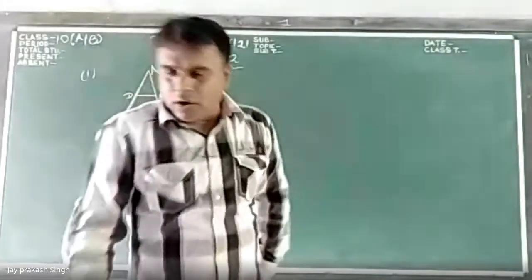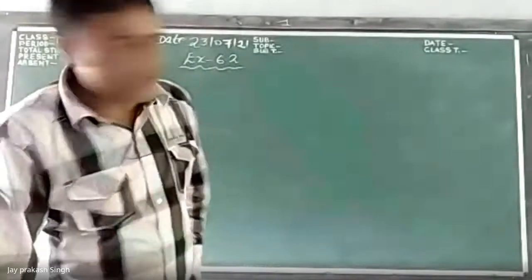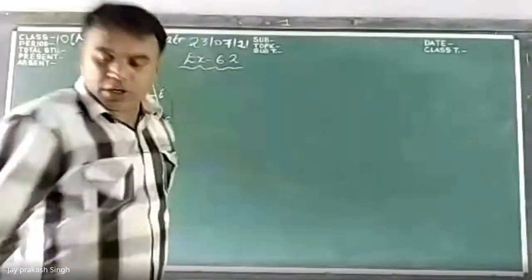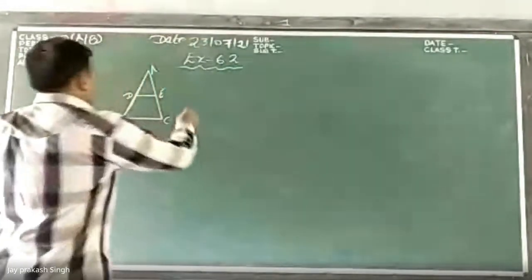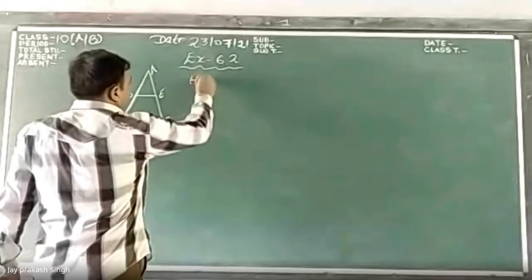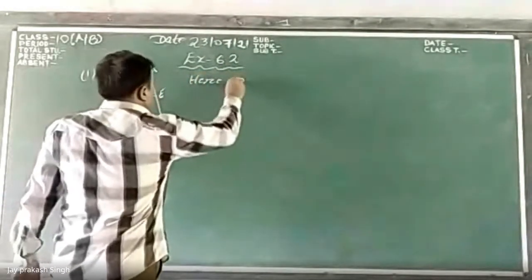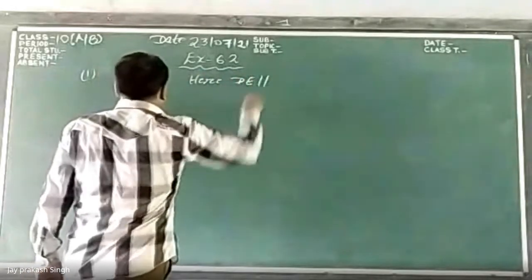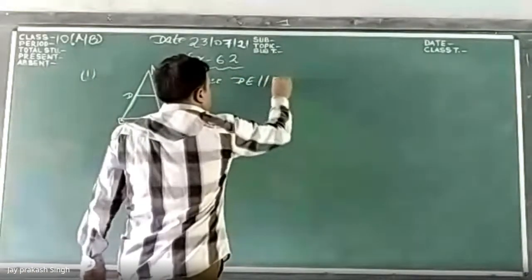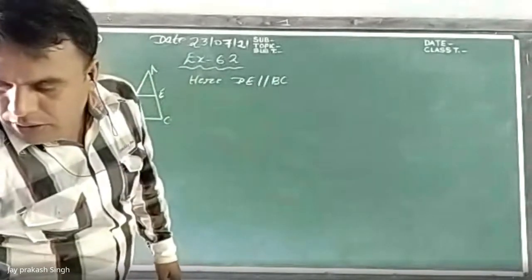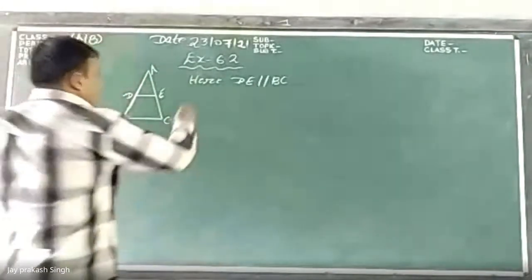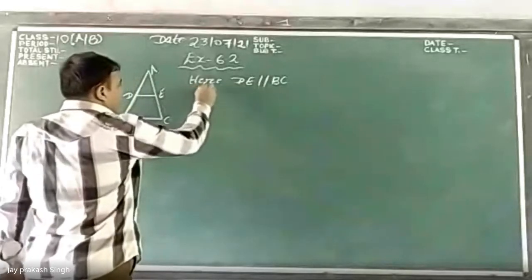Morning. Now, exercise 6.2, question number one. We are given that DE is parallel to BC, and we have to find EC.